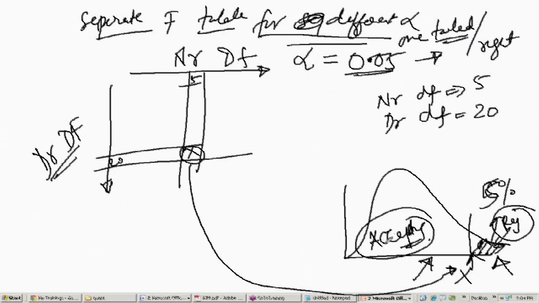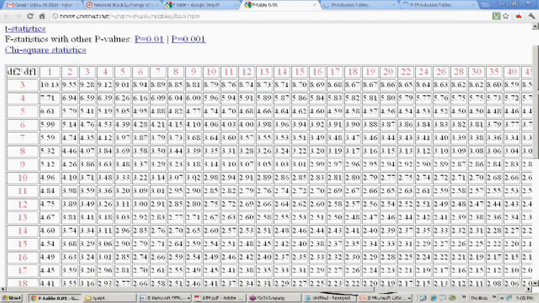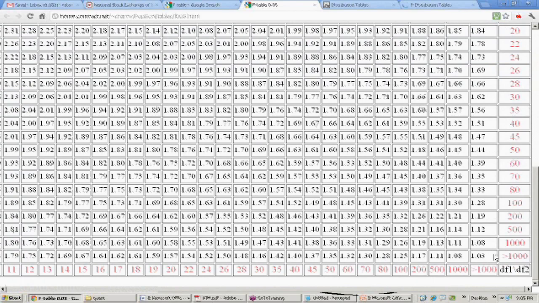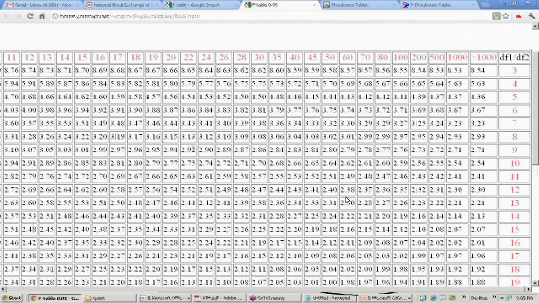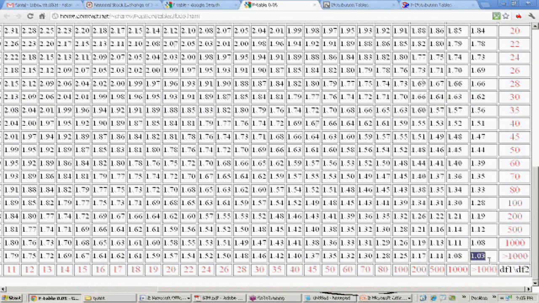So let's see the formula. So this is the F table. What you have over here, they have given you the degree of freedom. This is your df1, this is your df2. Now if you see this table, you will be able to appreciate the fact that no values of F are less than 1. Everywhere it is greater than 1. Here the minimum value is 1.03, but it is for 1000 and greater than 1000.